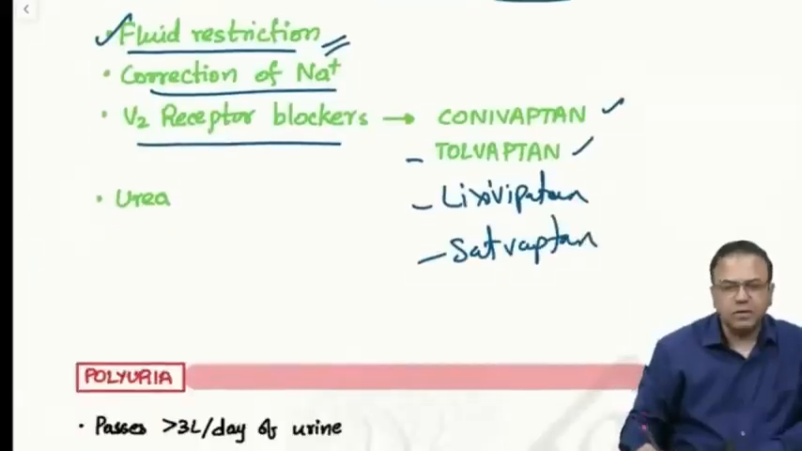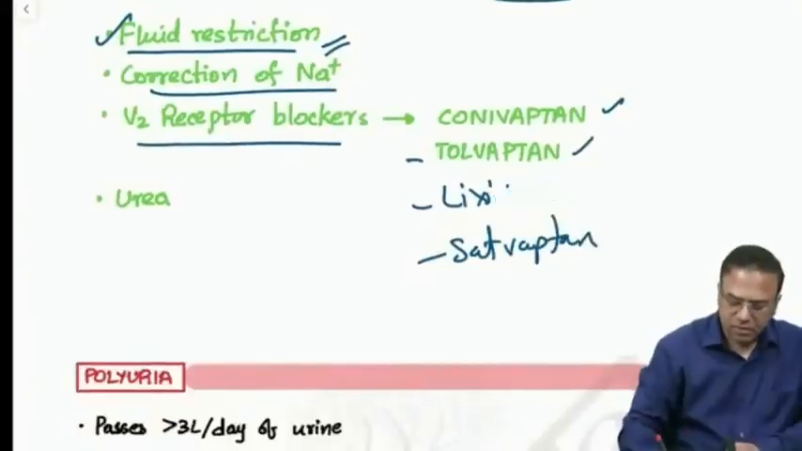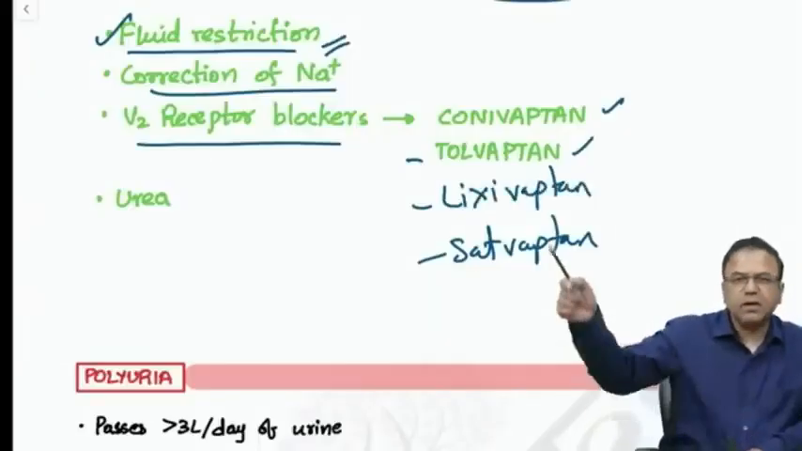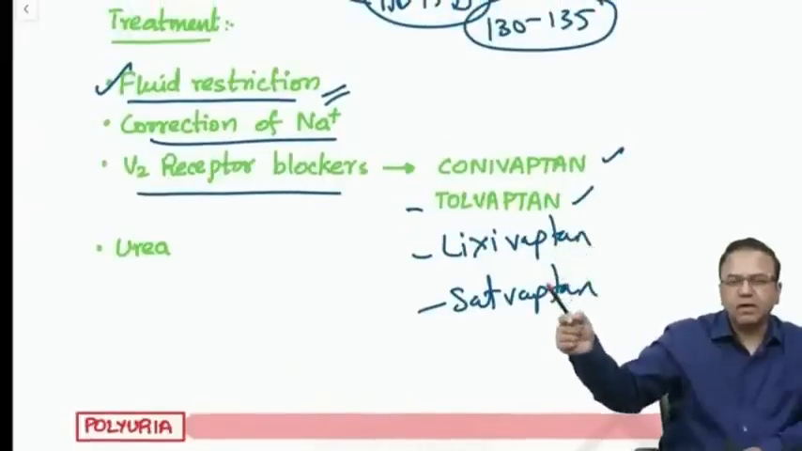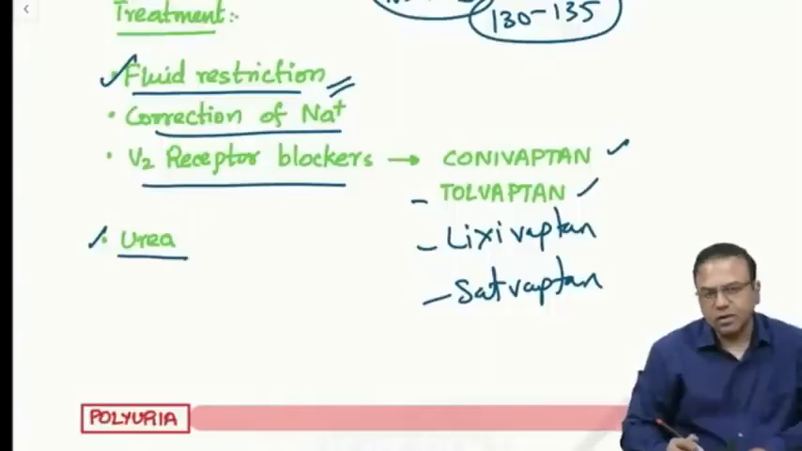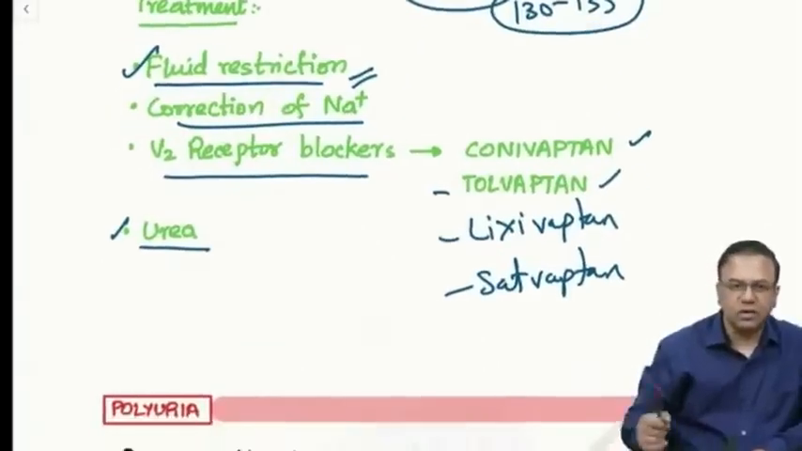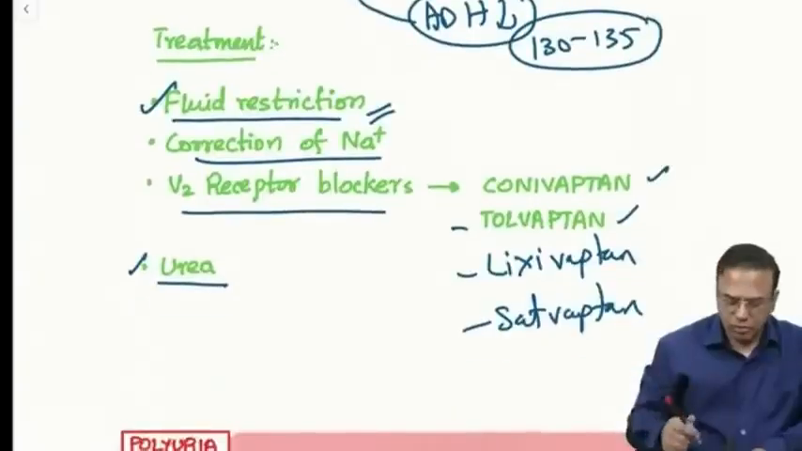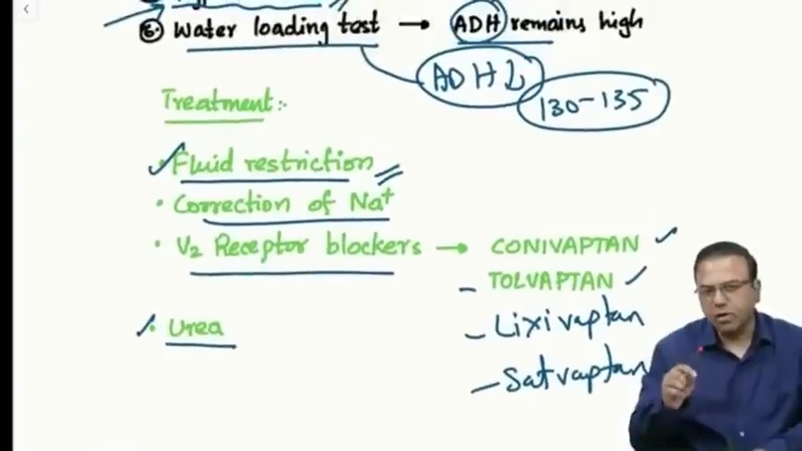So a number of Vaptans have now come up. All these vaptans, Satavaptan, Conivaptan, Tolvaptan, are basically V2 receptor blockers. One aspect also is you can consider urea, but much before you use all these things, your ultimate goal should be to correct the underlying cause. You have to find what the cause for SIADH is.